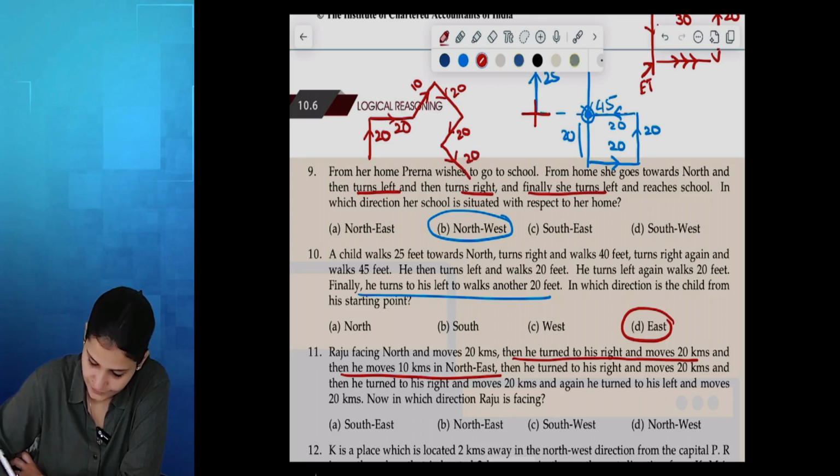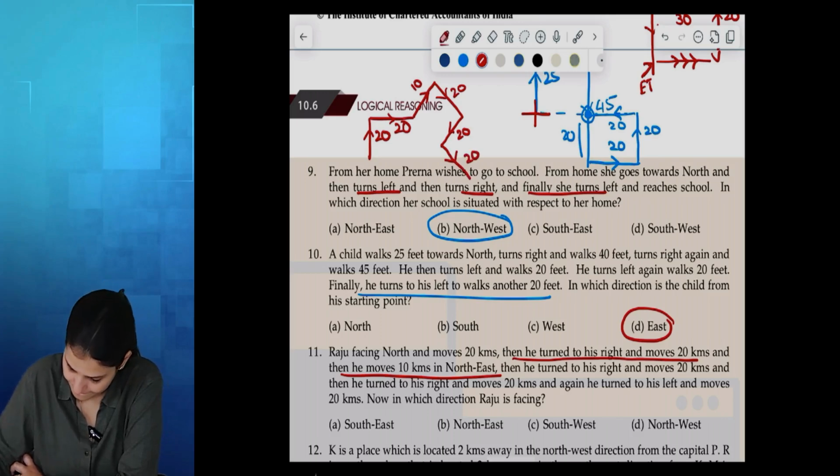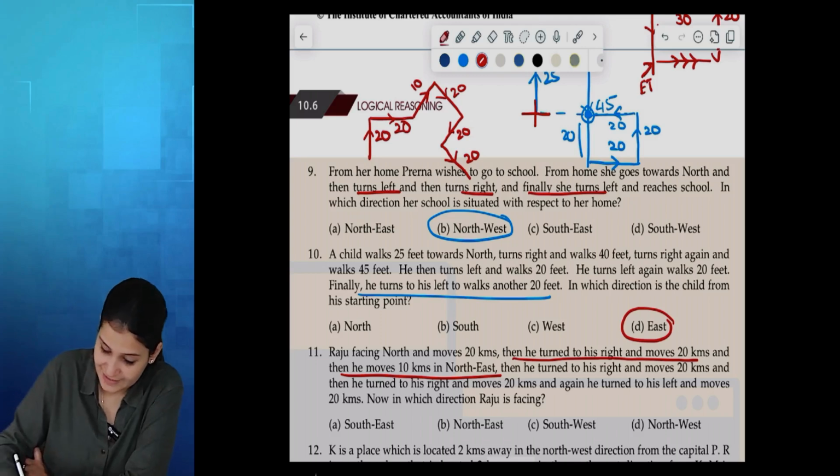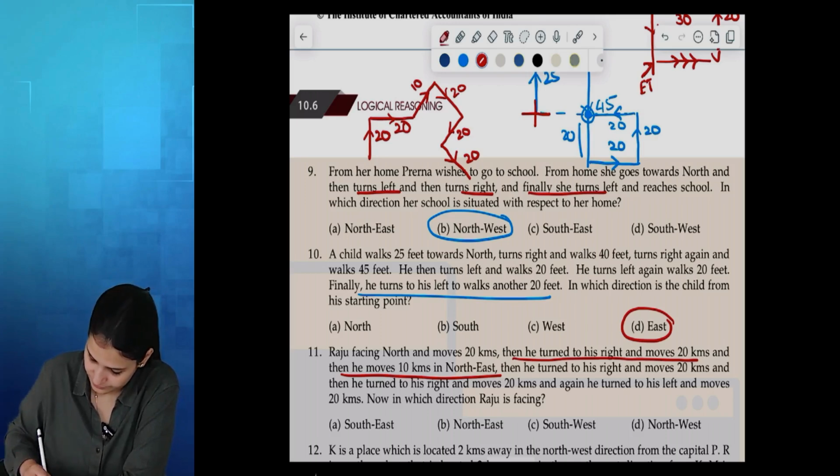20. In which direction is Raju facing? Which is the direction? Southeast.